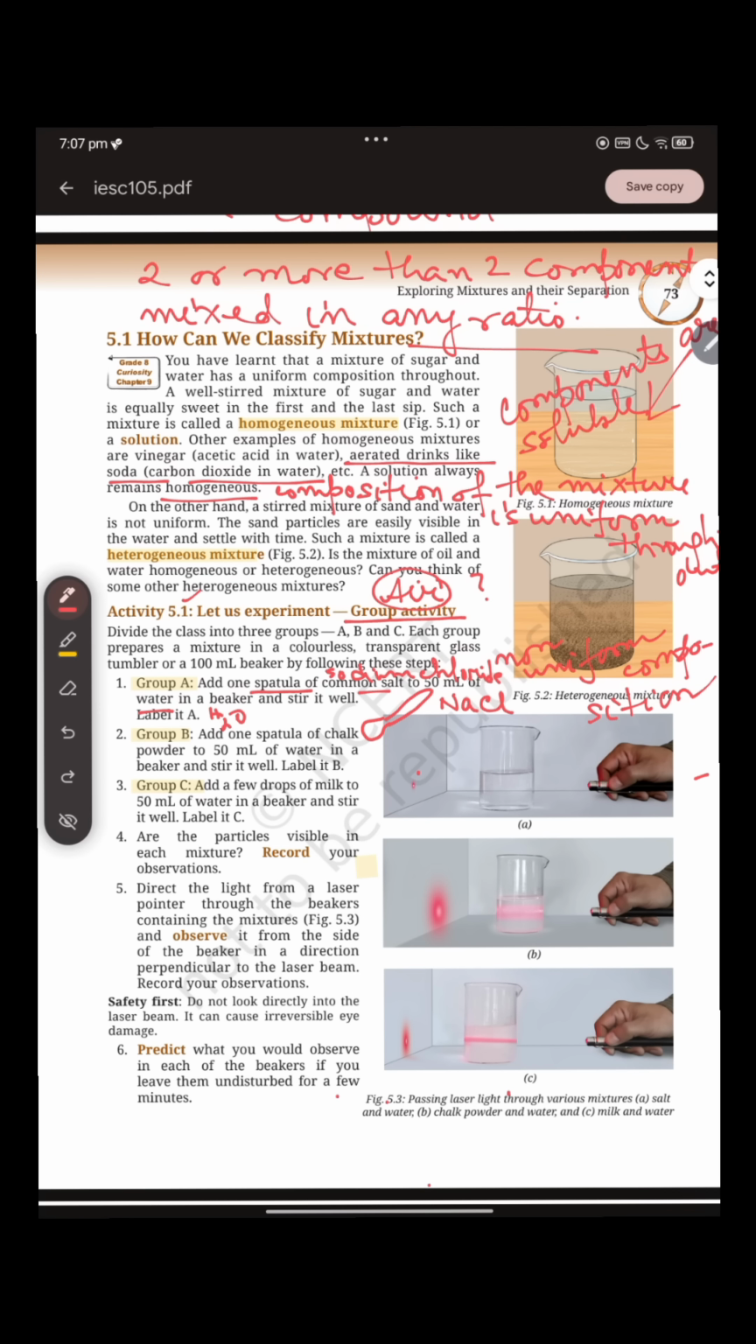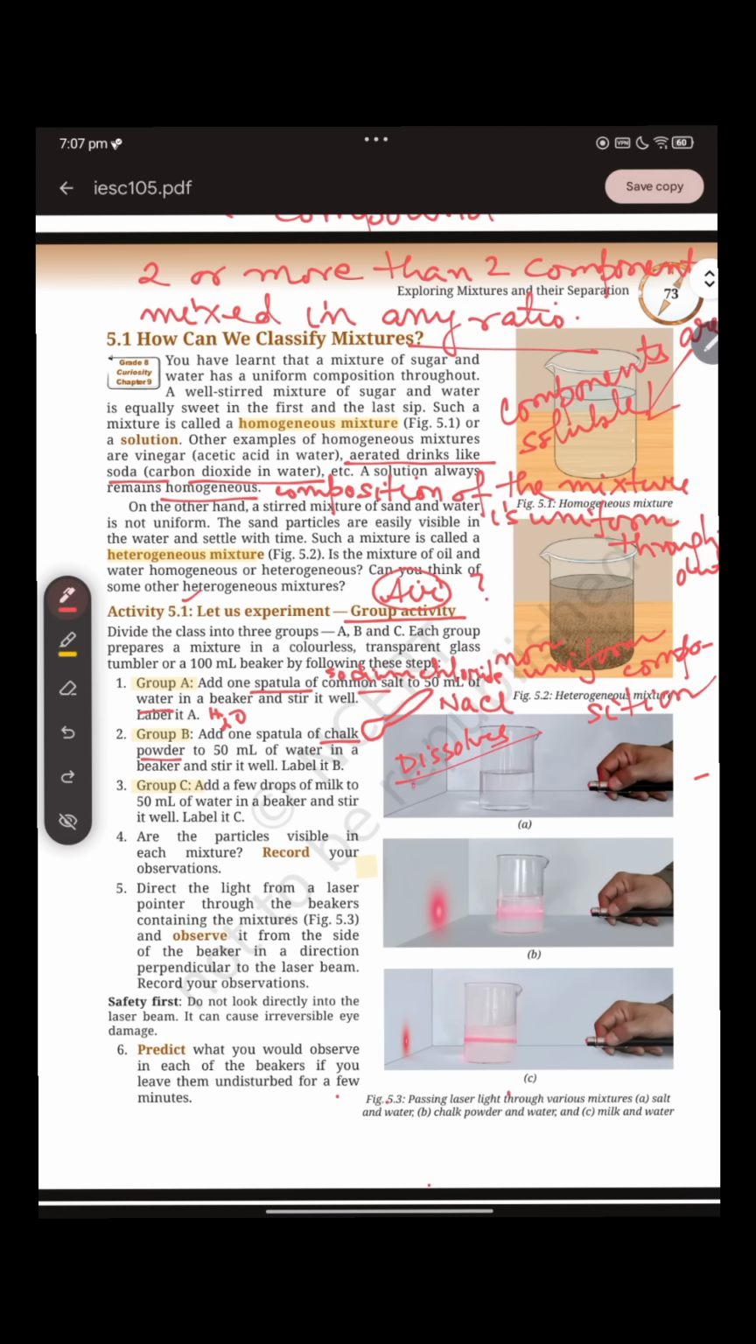Will it dissolve? Common salt, salt and water. Yes, of course, it dissolves. All of us have this experience. Now group B, the second group, they add one spatula of chalk powder.